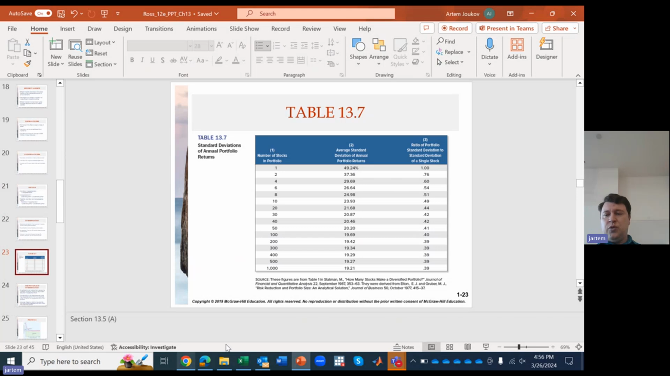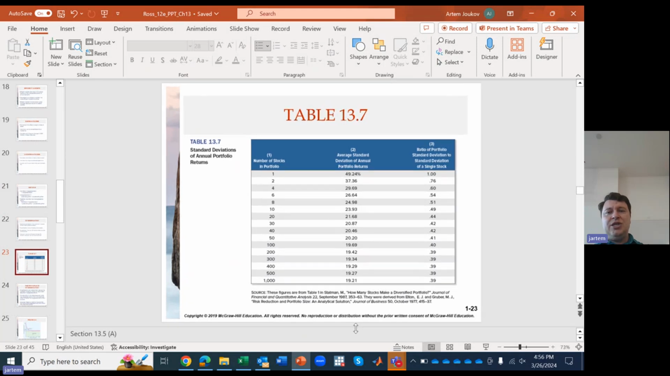So here is what you would need to basically be considered, quote unquote, diversified. You can see that on the left, column 1 is the number of stocks in your portfolio. In column 2, you have the standard deviation of annual portfolio returns. And in column 3, you have the ratio of portfolio standard deviation to the standard deviation of a single stock. You can see that it sort of asymptotically approaches 0.39, doesn't it?